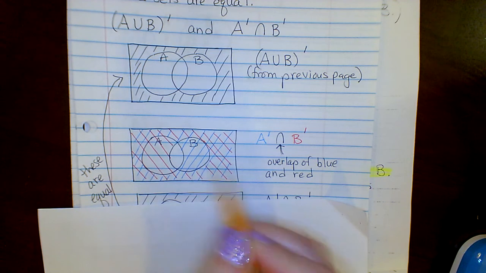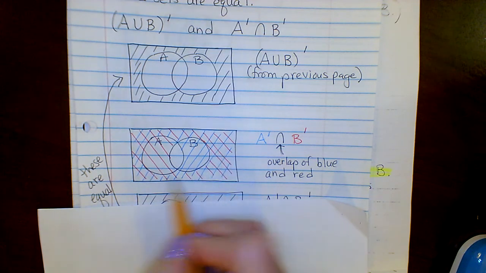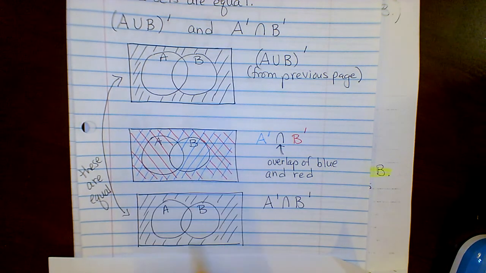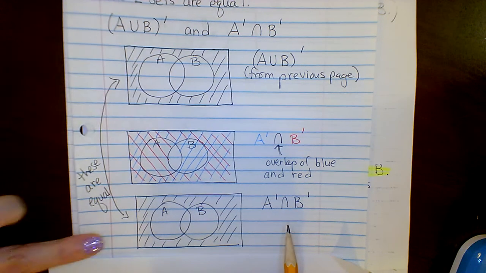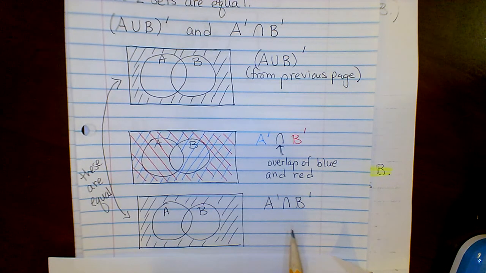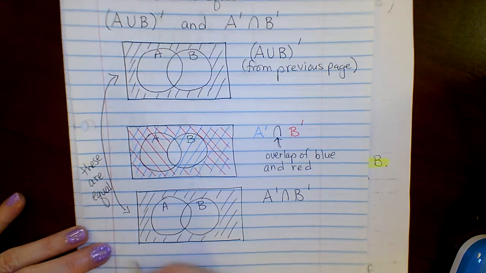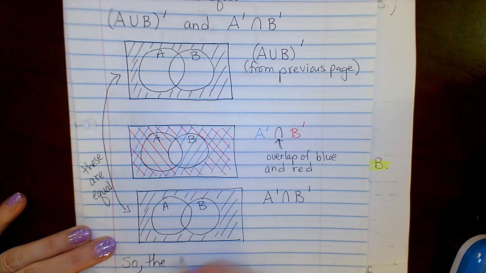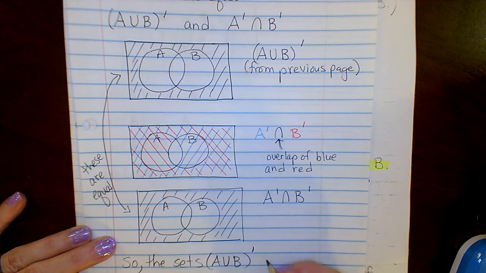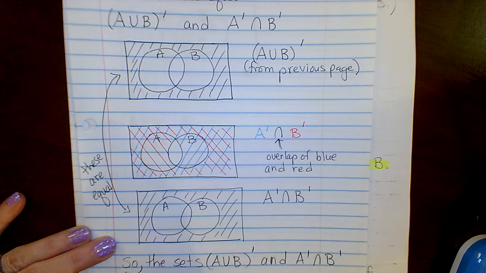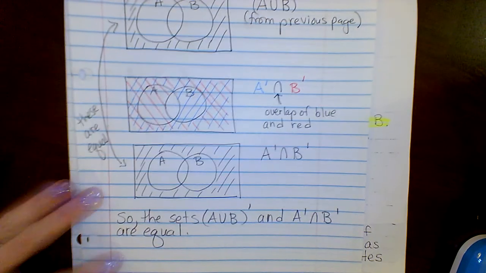Okay, so where's the overlap? Well, it's all this outer stuff here. Because these are the same shading, the same area that's shaded, then we say that, hey, these two sets are equal. All right, so that means we say that the sets A union B complement and A complement intersect B complement are equal. Okay.